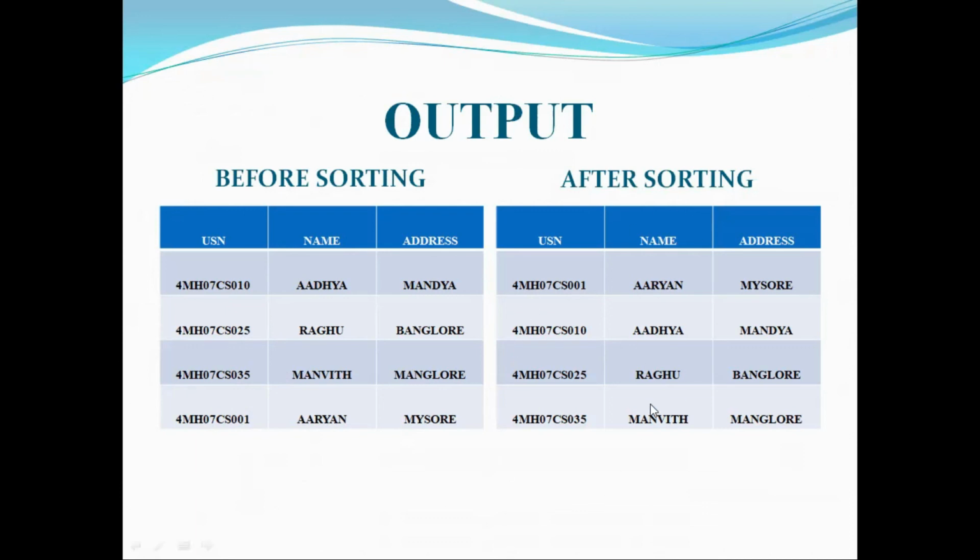This is the result of that PHP program. That is, they are sorted using the selection sort. Just look at that. The USN has been sorted, and it also prints the respective USN's name as well as the address. This is about lab program 10.